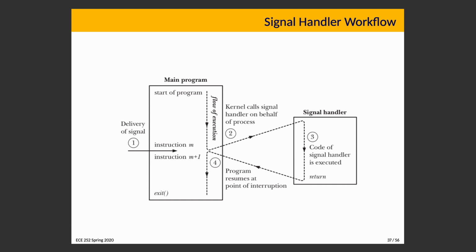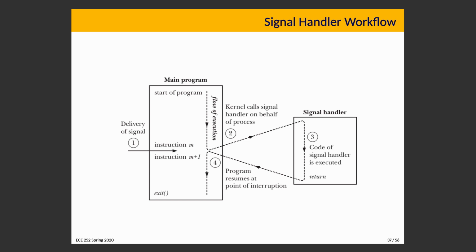We'll see in a later example how to actually use this, and it will make a lot more sense. So your signal handler workflow looks like this. Your program is executing, here in the main program box, and there's some flow of execution. At some point, instruction M is completed and a signal is delivered. At that point, the kernel invokes the signal handler on behalf of the process. The code of the signal handler is executed, and then we return, and we resume at the point of original execution.